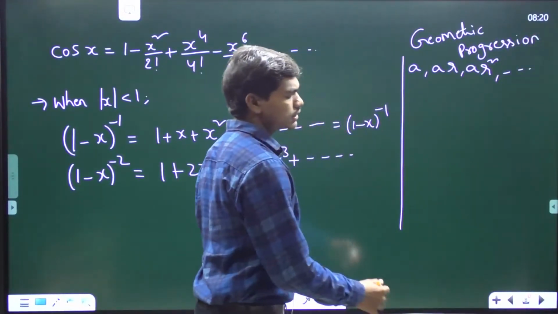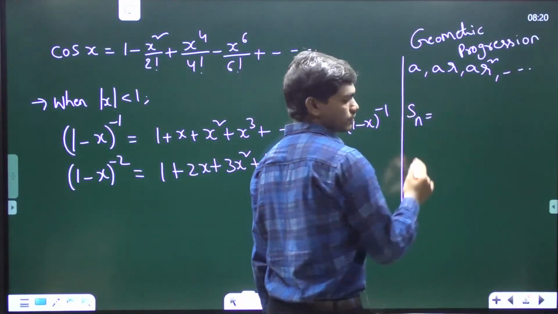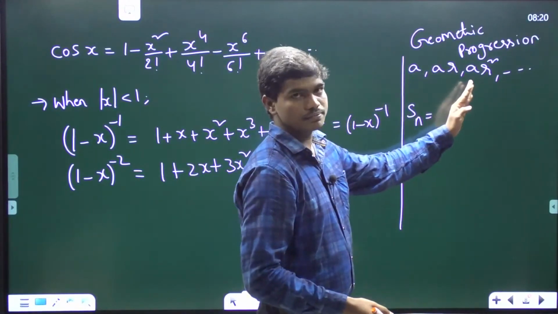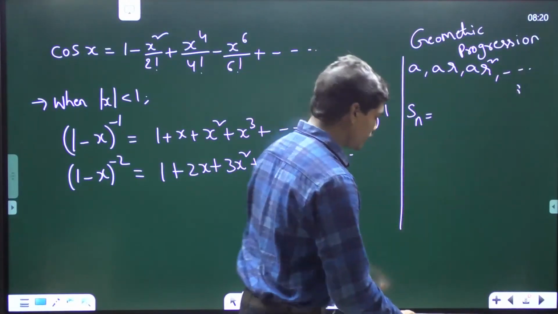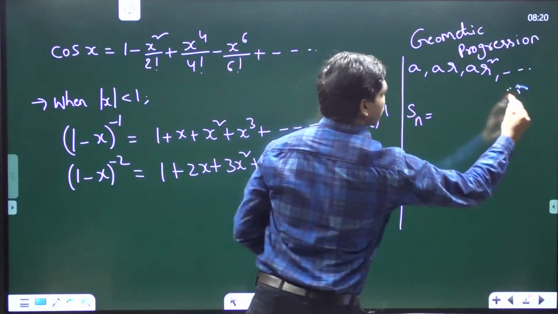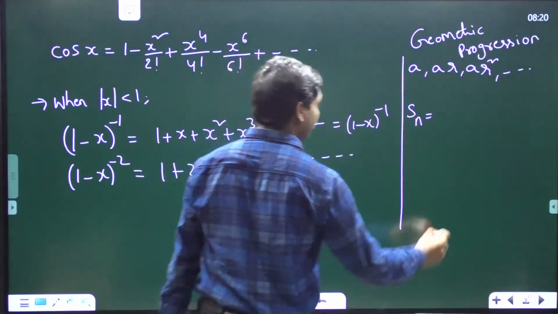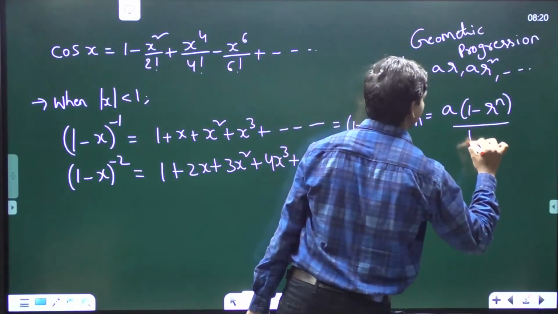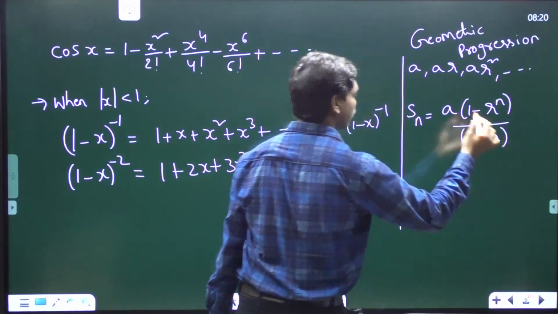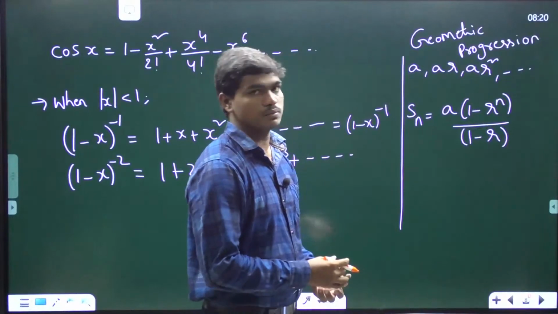So if this is the geometric series, now if you calculate the sum of n terms, first n terms means a plus ar plus ar square and so on plus a into r power n minus 1. If you evaluate all these things, then basically the sum of first n terms is given by a into 1 minus r power n divided by 1 minus r. This is the formula I have for the sum of n terms of this geometric progression.